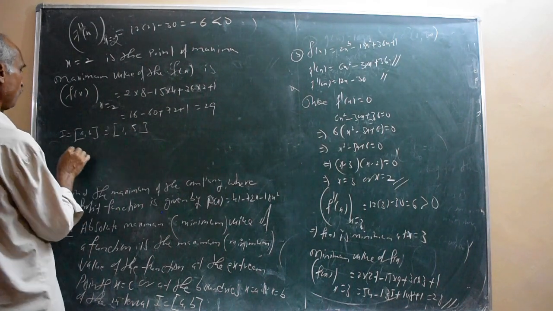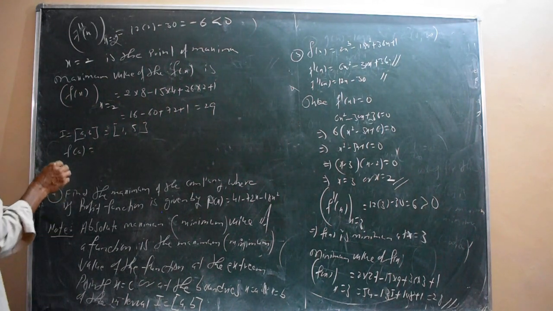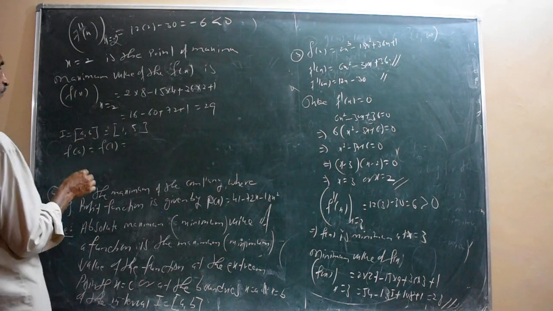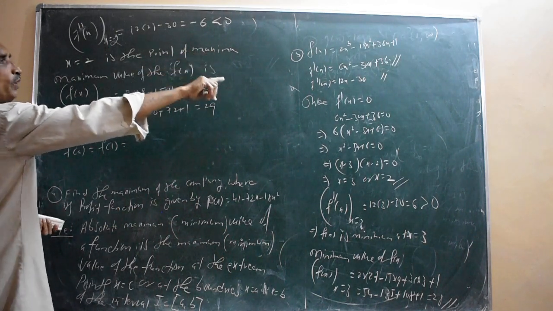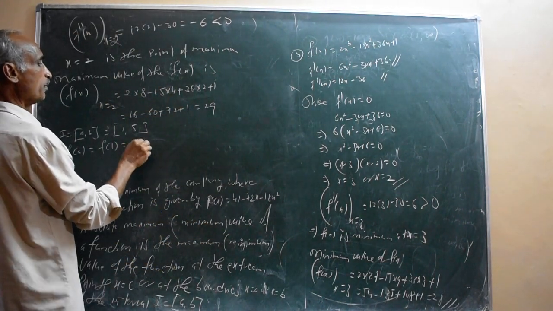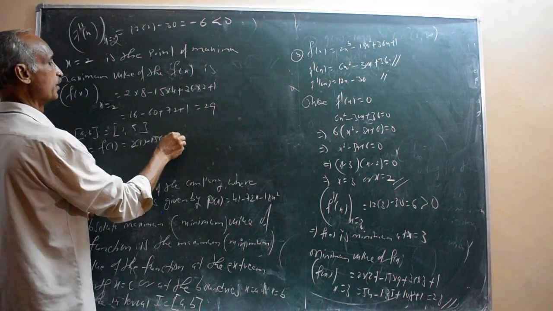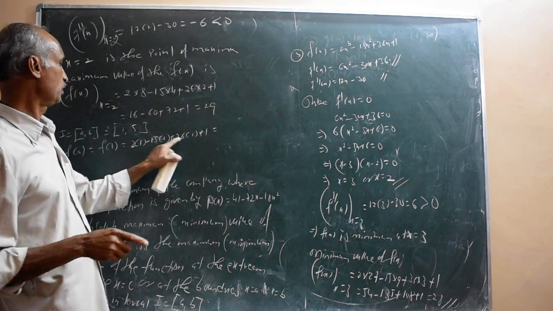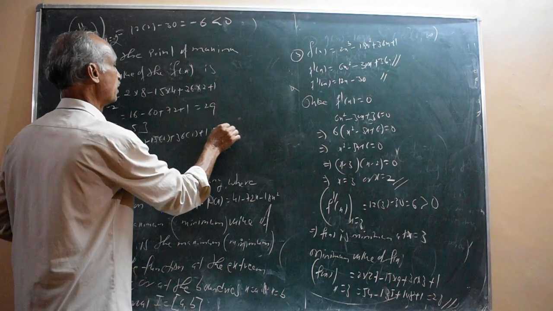Therefore, f of a, you have to work out the value of the function at x is equal to a. What is the a value? f of 1. a is 1, b is 5. f of 1 is how much? In the same function, in f of x, you take x is 1. 2 into 1 cube, that is 2. Minus 15 into 1 square, that is 15. Plus 36 into 1, plus 1. Totally, 36 plus 2, 38, 38 plus 1, 39, 39 minus 15, that's equal to 24.